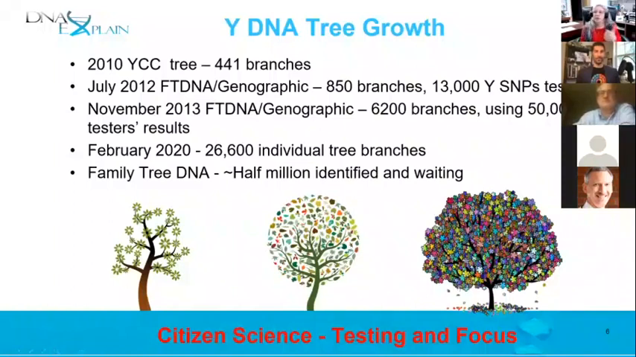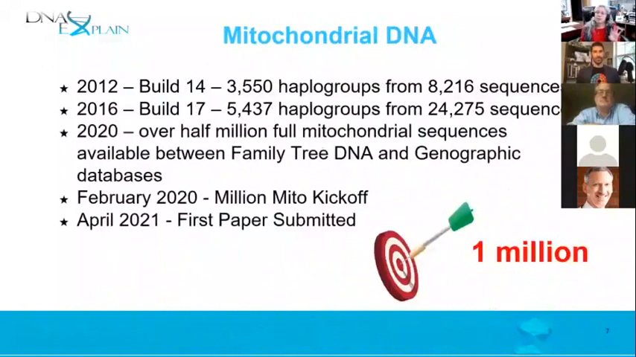By that, I mean the testers test, the scientists figure it out, and the citizen scientists run the projects and encourage people to test and help them through the process. So that's what happened with the Y-DNA tree. And that's a success that we want to mimic with the mitochondrial DNA tree.